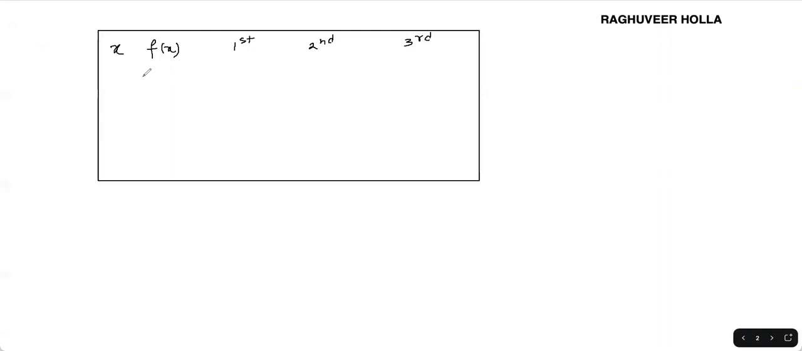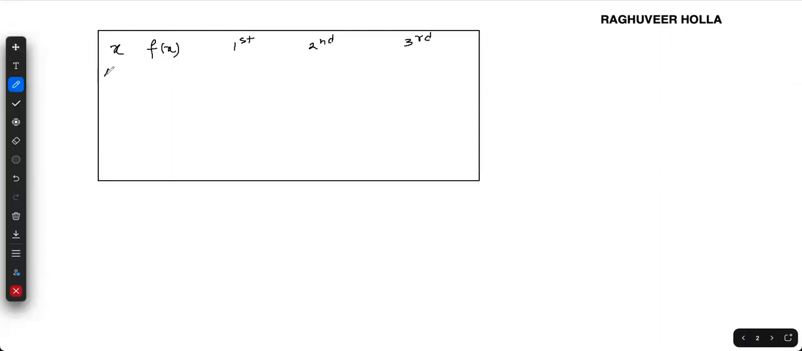So as x is in degrees, which is 45, 50, 55, and 60, and f of x, so sine 45. So we have the given data: 0.7660, 0.8192, and 0.8660. Now the first difference is this minus this, okay?